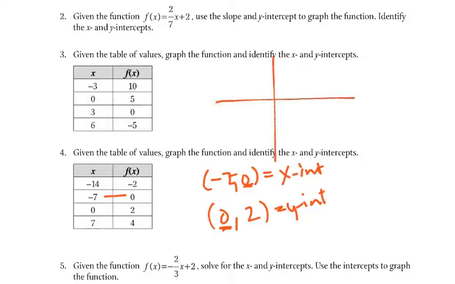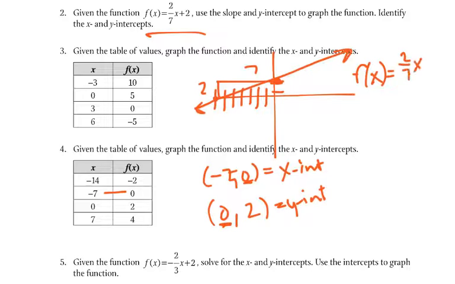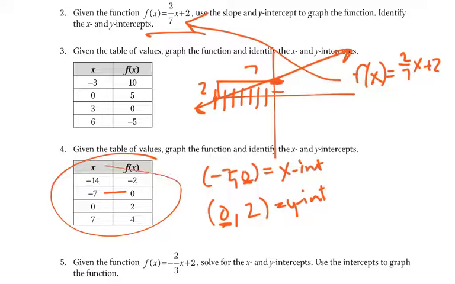Okay, if we were to graph that, we've got -7, 0, 0, 2. Should look pretty familiar, this one. Okay, we see it right there, don't we? Because that slope up 2 to the right 7, so f of x equals 2/7x plus 2. Okay, that function is that table right there.